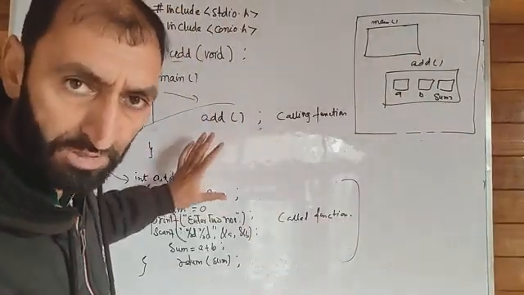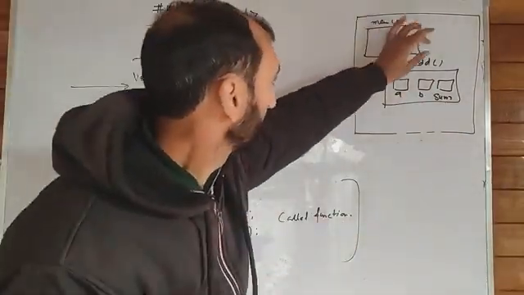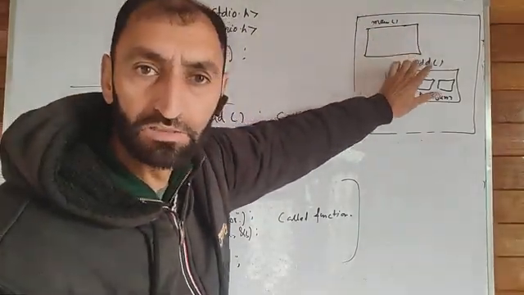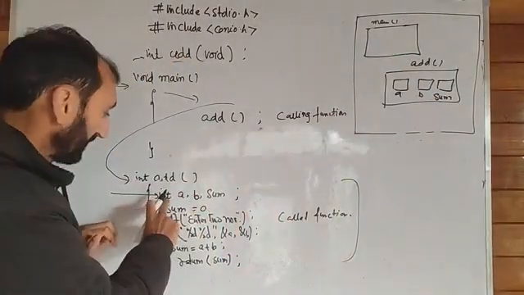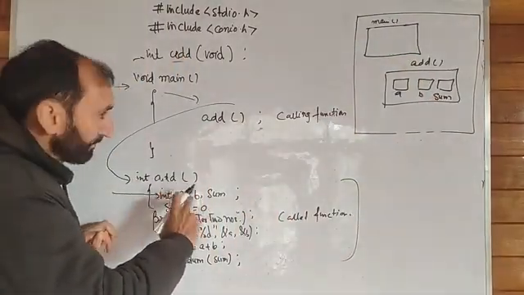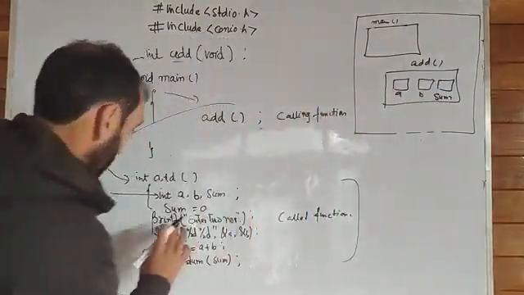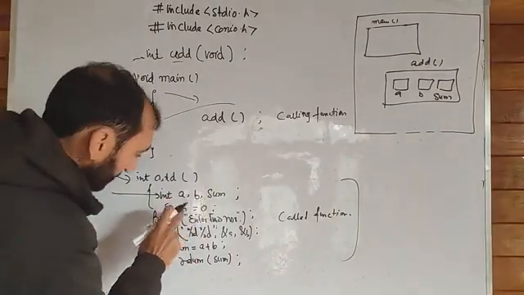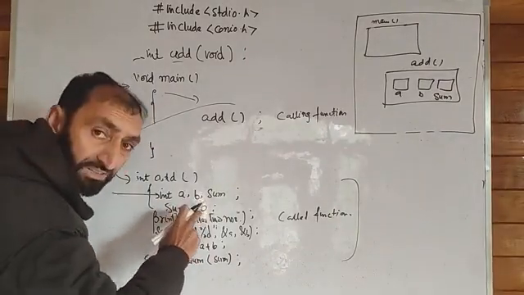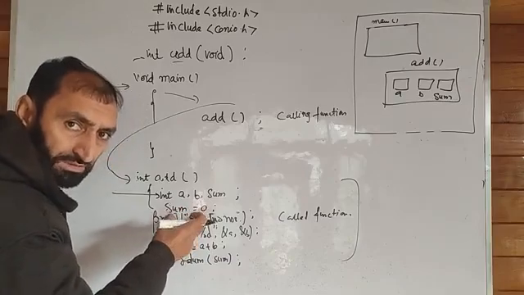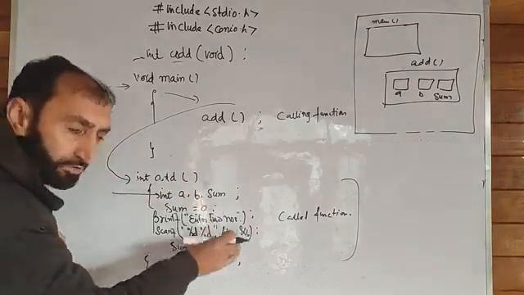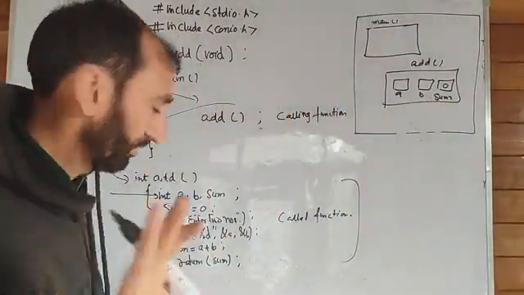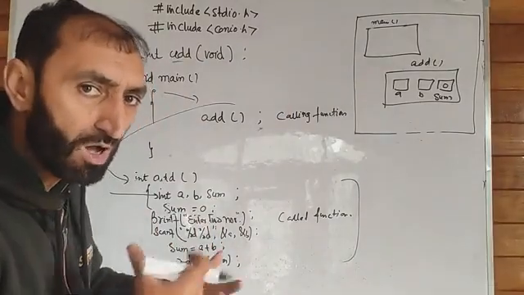The memory manager will allocate memory first. Some memory will be allocated for this main function and some memory for this add function. And in the add function, I am declaring three variables a, b, sum. Sum equal to 0. Here I am initializing this sum, that means I am assigning sum the value 0. Hope you have understood how the execution is going.